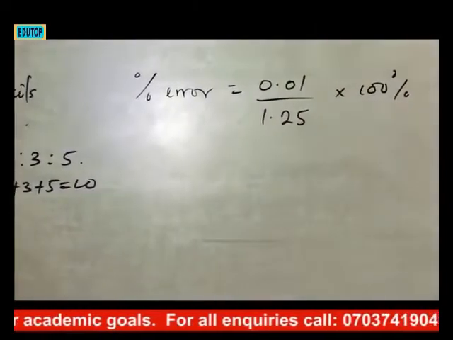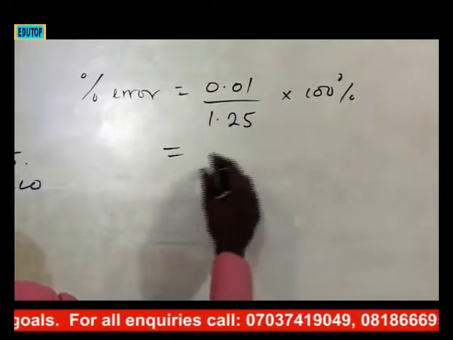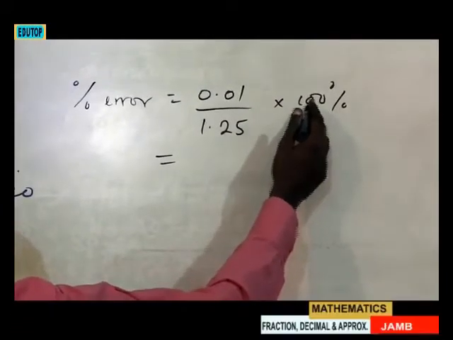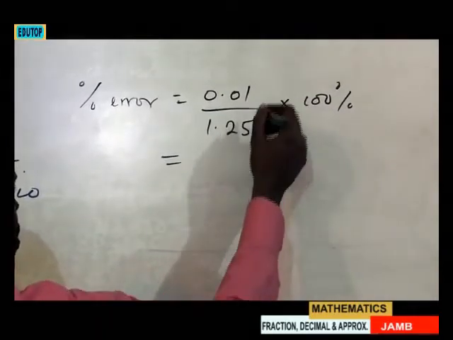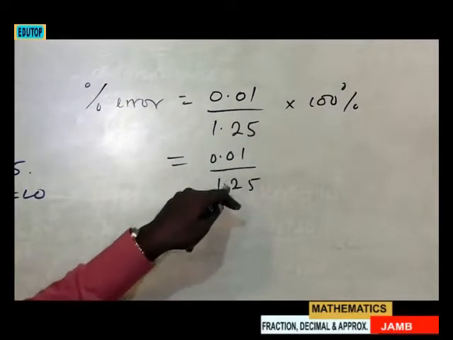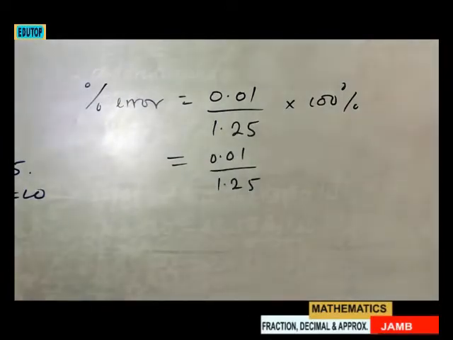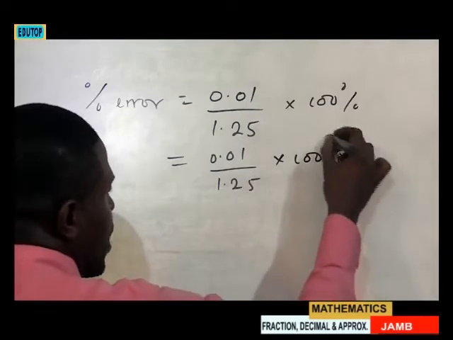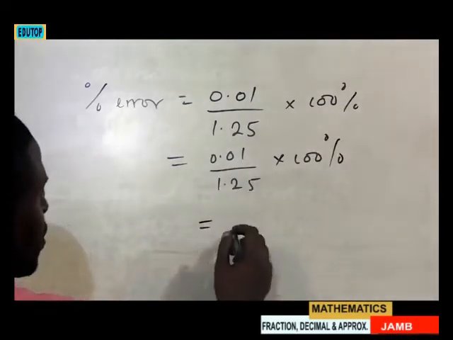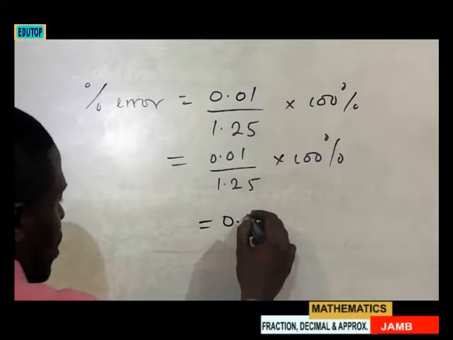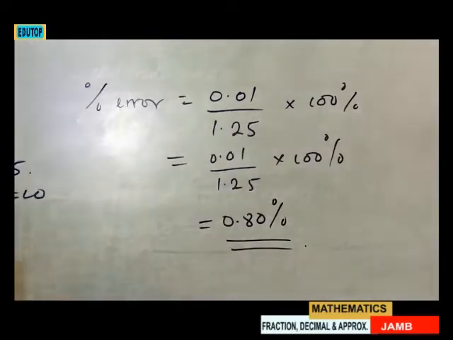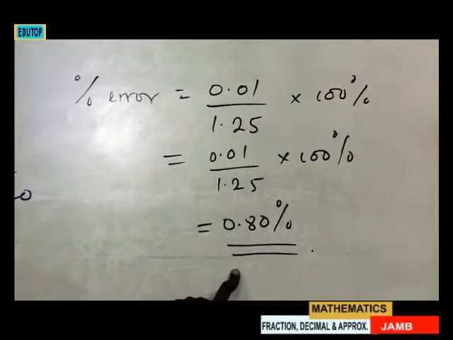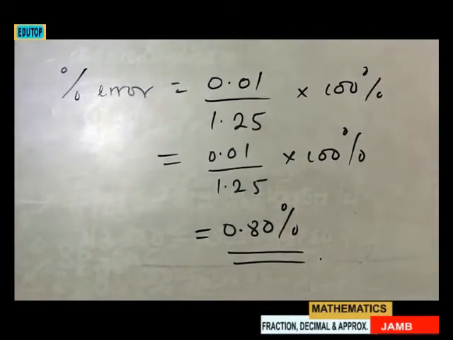Now, in this situation, we have two decimals. So this one will be 0.01 divided by 1.25 times 100%. When we multiply this out, we are going to get 0.80%. So this will give us 0.80%, and this is the percentage error for the question.